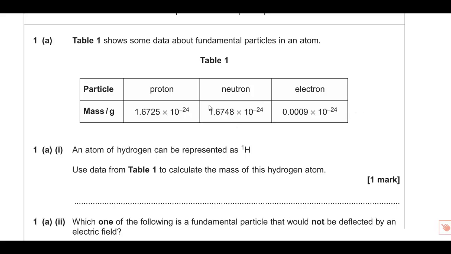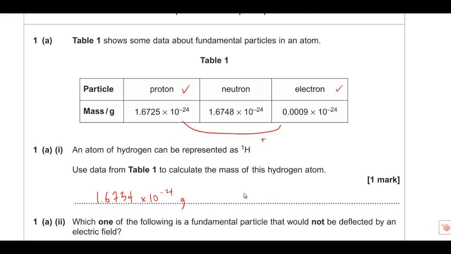Well, hydrogen contains a proton and an electron. It does not contain a neutron. Therefore, we're going to do this value here, add it to this value here, and we're going to get 1.6734 times 10 to the minus 24 grams. You can convert it to kilograms if you really want, but I wouldn't. It's an extra step to get wrong. Obviously, the easiest way to do this would be, excluding the times 10 to the minus 24, just do 1.6725, add 0.0009, and then stick the times 10 to the minus 24 on the end afterwards.